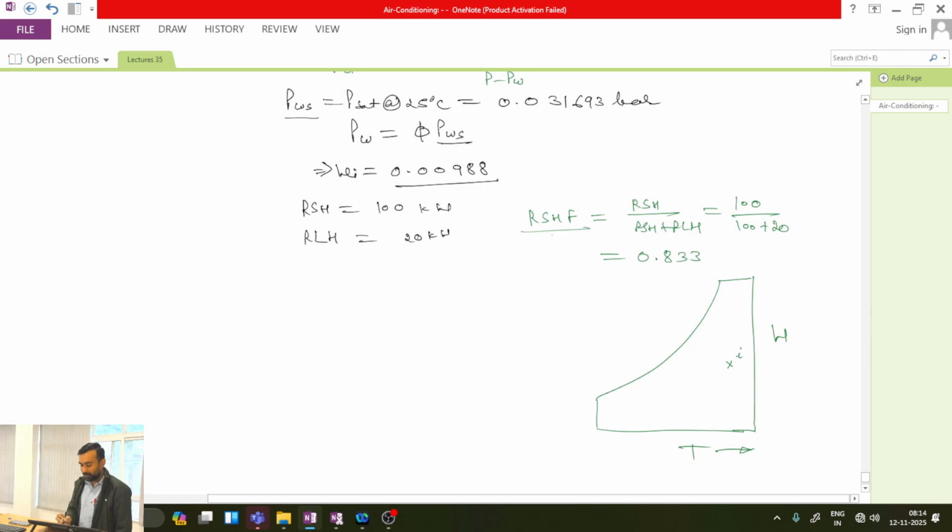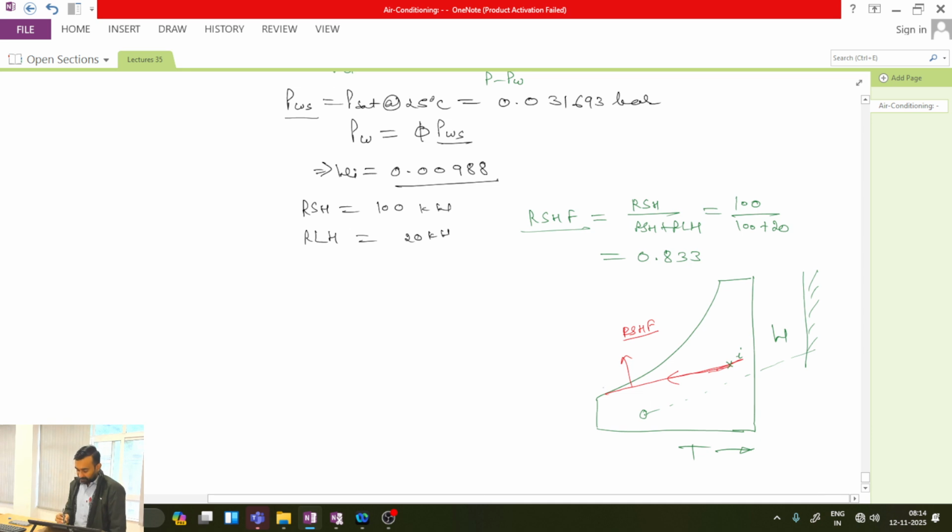After that, what I have calculated? RSHF I have calculated. So I can use the scale of sensible heat factor and then alignment circle. From this I will be getting one line. Okay, now I need to draw a line parallel to this line, such that it is passing through point I. Is this point clear? Such that it is passing through point I, I will be getting this line as nothing but my RSHF line. Is this point clear?